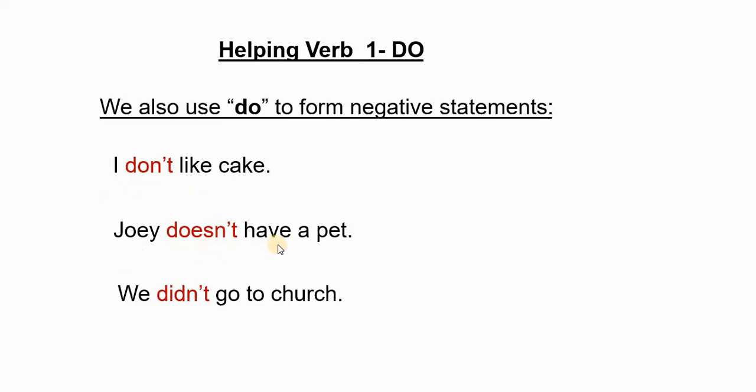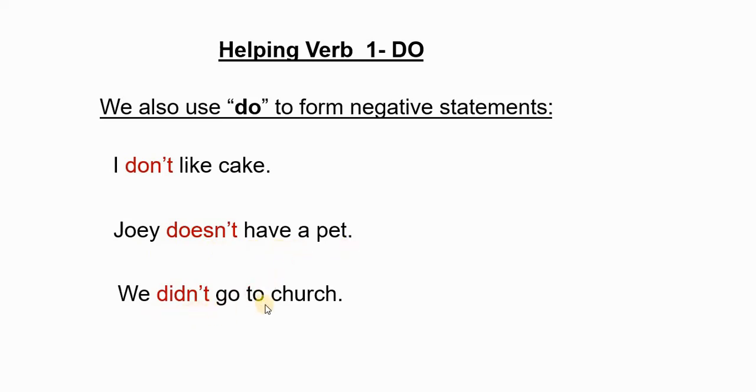Joey doesn't have a pet. So here, doesn't, we join the two words together, does plus not. So we omit the letter O and we replace it with an apostrophe. We contracted the two words does and not to make it one word, doesn't. Joey doesn't have a pet.